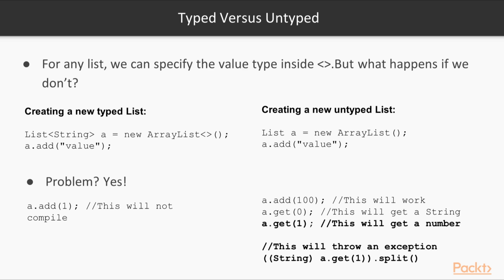In the example in the left column, we have typed the list with the type string. This means that the list only accepts strings, and the program does not compile otherwise. In the right column, we have provided an example that uses an untyped list. This means that we are able to insert any type of object in the list.